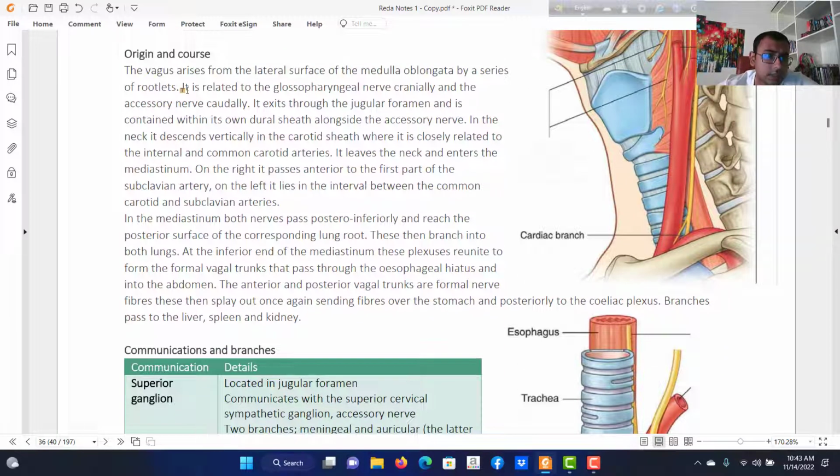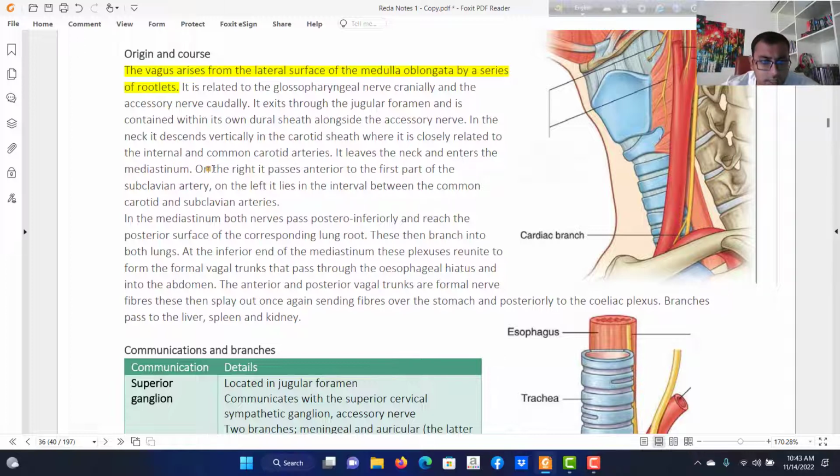Origin and course: the vagus arises from the lateral aspect of the medulla oblongata by a series of roots. It exits through the jugular foramen within its own sheath alongside the accessory nerve. In the neck it descends vertically in the carotid sheath, closely related to the internal and common carotid arteries, leaves the neck and enters the mediastinum.